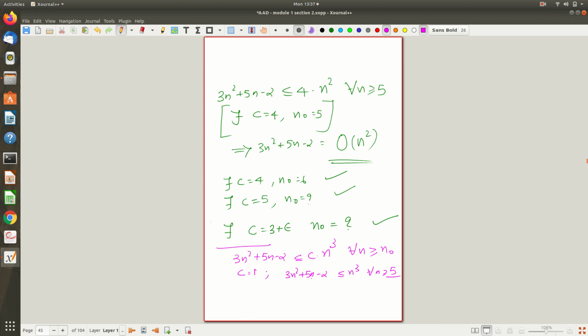Yeah, n0 is equal to 5, the relation will be like 5 square, 25, 75, plus 5 into 5, 25, minus 2. Here I am getting 125, so definitely it is going to work. Minus 2, fine. So like that, whatever be the bigger quantity you are taking, it is going to work.